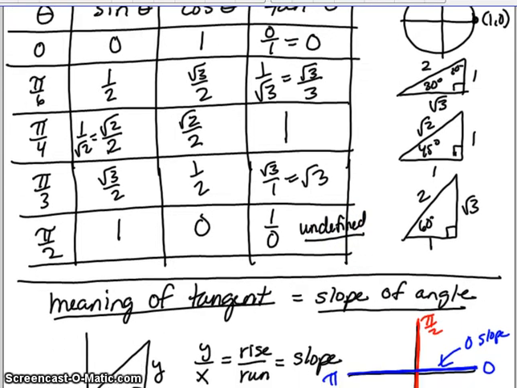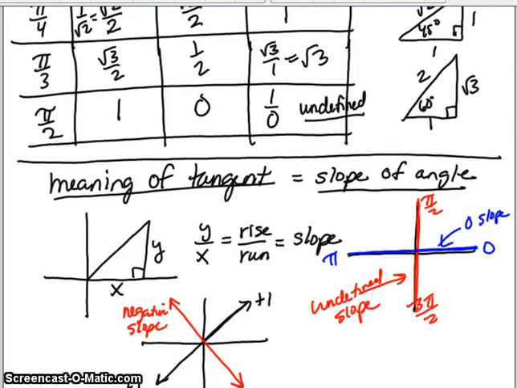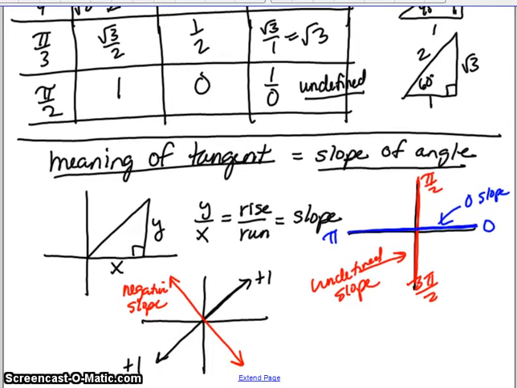So what is the meaning of tangent? The meaning of tangent is that it is the slope of the angle. Think about the fact that tangent is y over x. That's the very same way that we find the slope of a diagonal line, by taking rise over run, or change in y over change in x. So tangent is the slope of the angle.